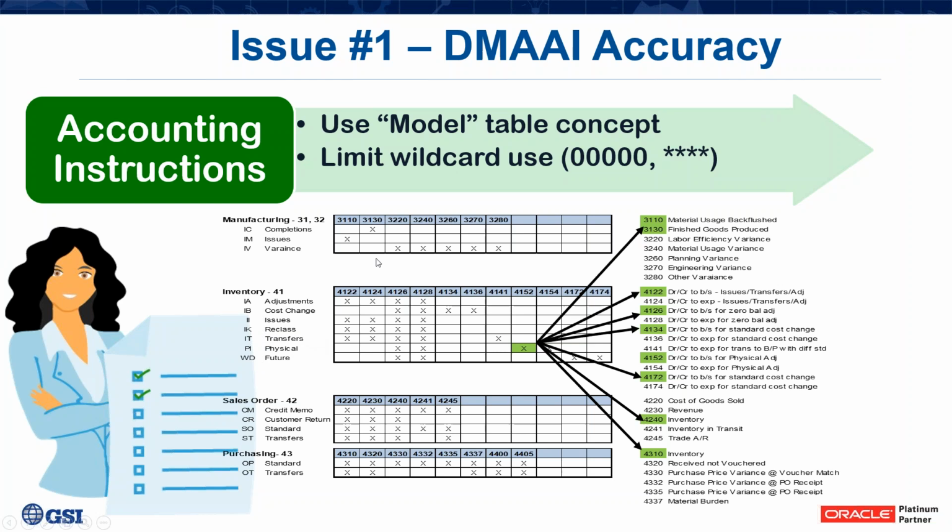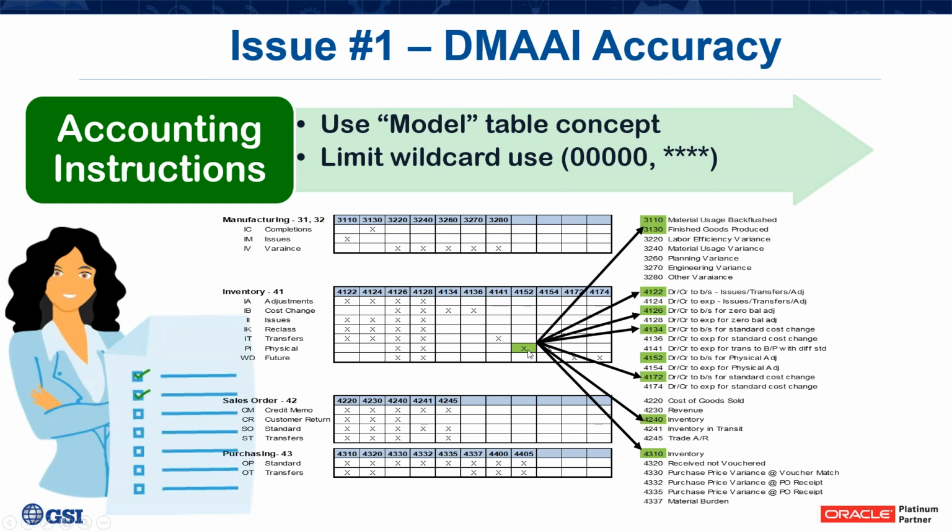Now, what we have to do is take all of this and multiply it times the number of GL class codes and times the number of companies that you have to set up. So if we have 3 companies, you take all these X's times 3. And if you have 20 GL class codes, it's all of this times 60, and you can see how complicated that can be.